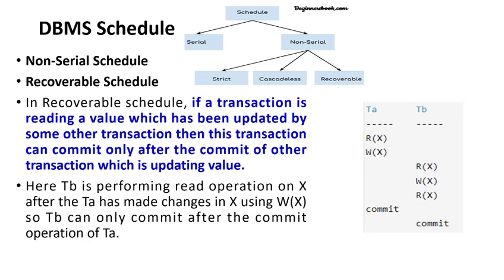Recoverable schedule. In a recoverable schedule, if a transaction is reading a value which has been updated by some other transaction, then this transaction can commit only after the commit of the transaction which is updating the value. For example, here TB is performing a read operation on X. After TA has made changes in X using WX, TB can only commit after the commit operation of TA has been successfully completed.